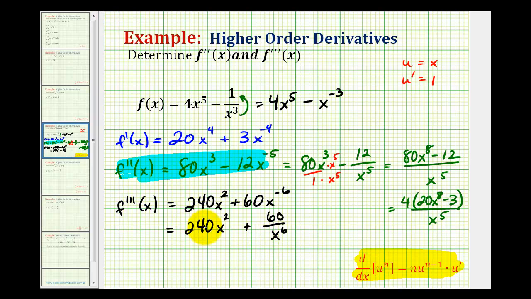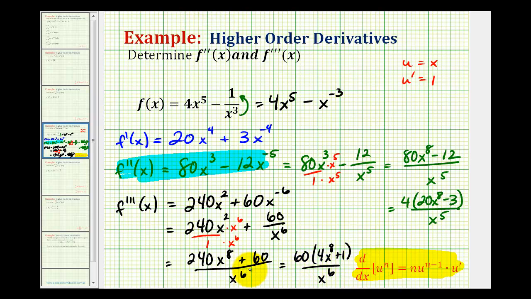But again, if we wanted to add these two terms, the common denominator would be x to the sixth. So we'd have 240x to the eighth plus 60 all over x to the sixth. And again, the numerator does factor. There's a common factor of 60, so we could factor out 60. So we'd have 4x to the eighth plus 1 all over x to the sixth.